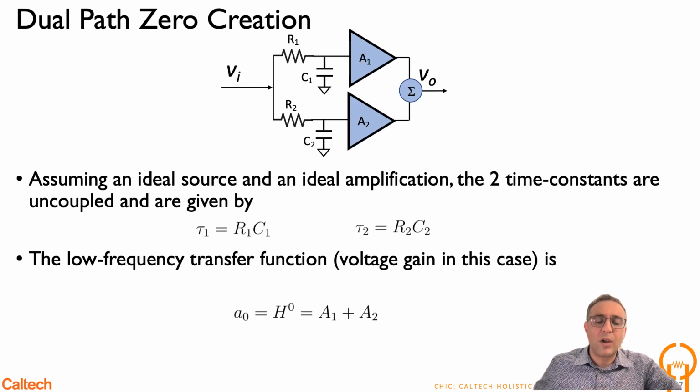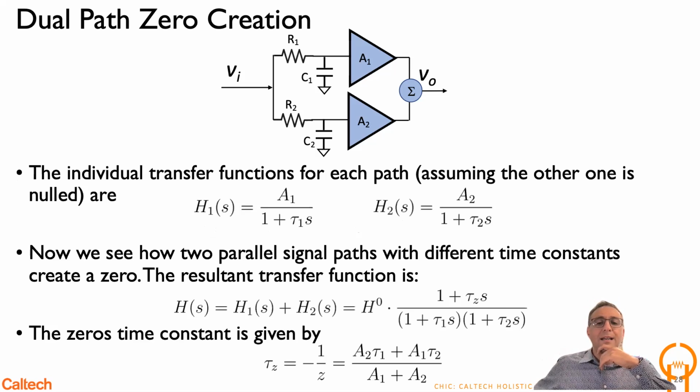So what you have is that the overall low frequency response of this thing, or the H naught, basically the zeroth order transfer constant, is the sum of the two gains, obviously. And interestingly enough, each one of these has a first order single pole response, right? So each one of them is a low pass response.